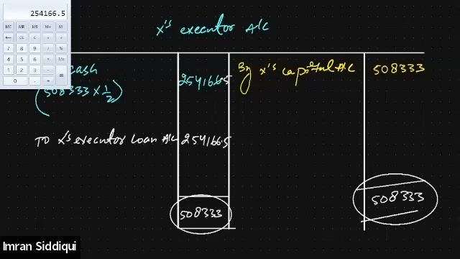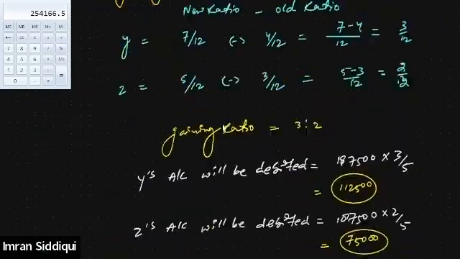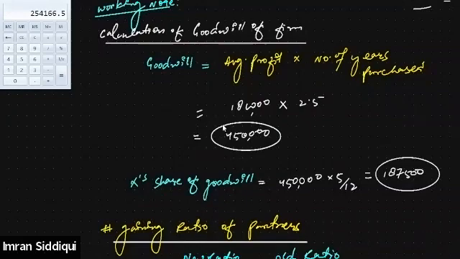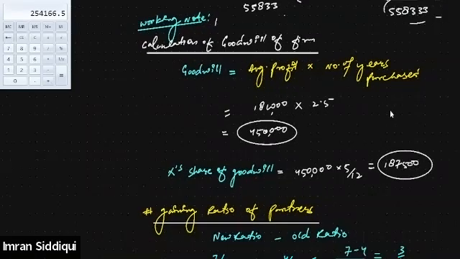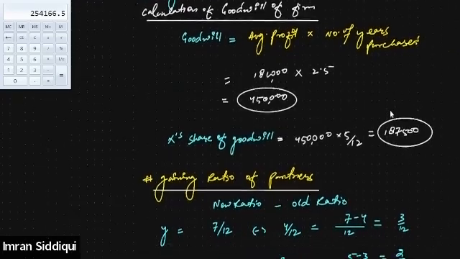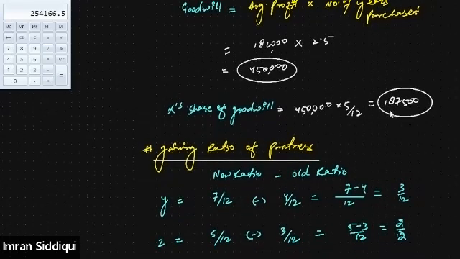Sir, can you show the working note? Working note, yeah, just a minute. This is working note number 1 for the calculation of goodwill. And then we have one more working note apart from this, which shows the calculation of profit. So the calculation of X profit. That one. Shall I scroll down? Yes, sir, you can scroll. Calculation of X profit.